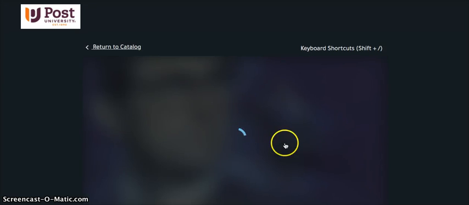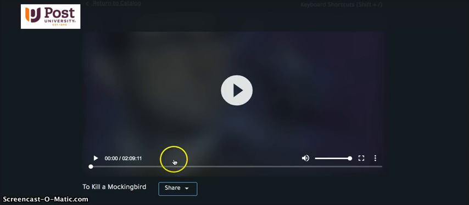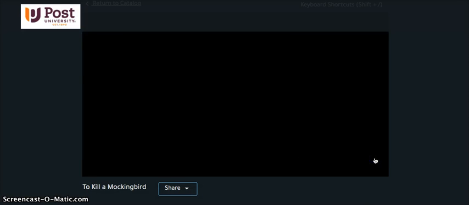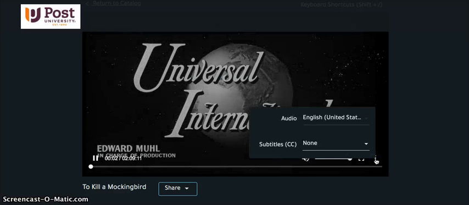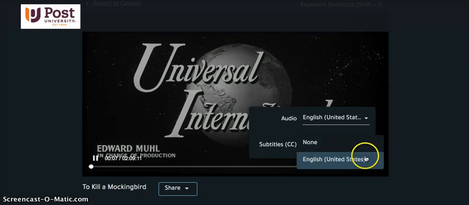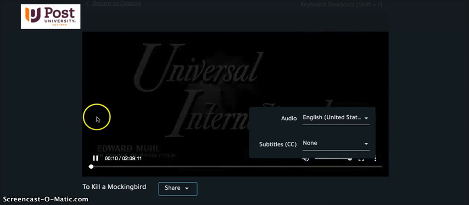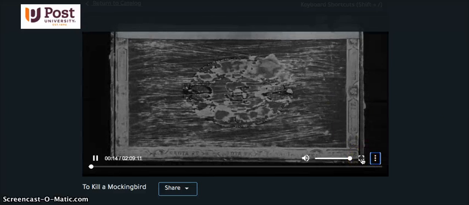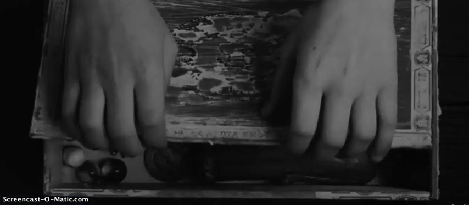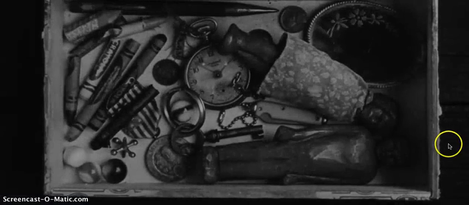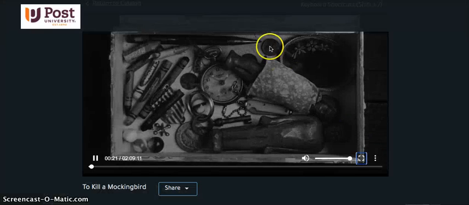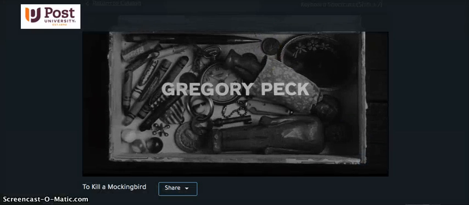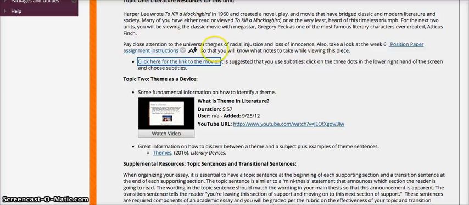Okay. And then here is the movie. It's able to play. If you click to audio, you could click on the 3 dots and you could go to subtitles, English. And this is how you view the movie. You can click on the little square here to make it full screen as well. I'm going to get out of here, unfortunately, just to show you what else I need to show you. So again, that is how you view the movie. And take notes.